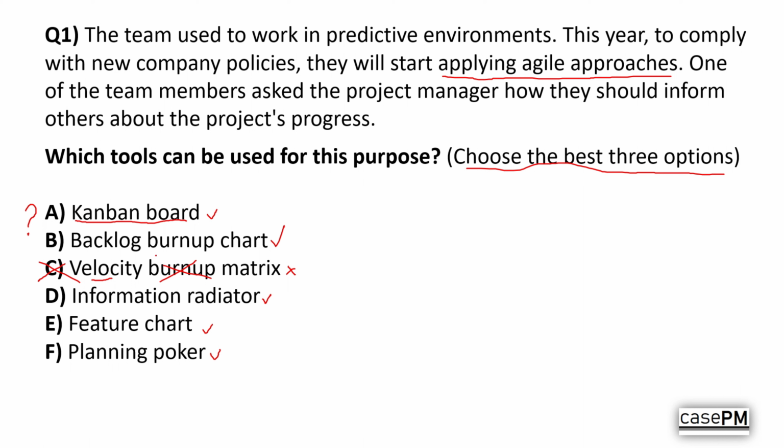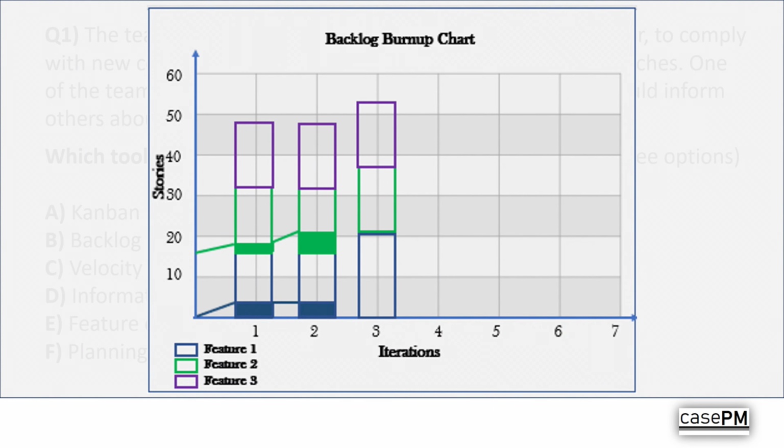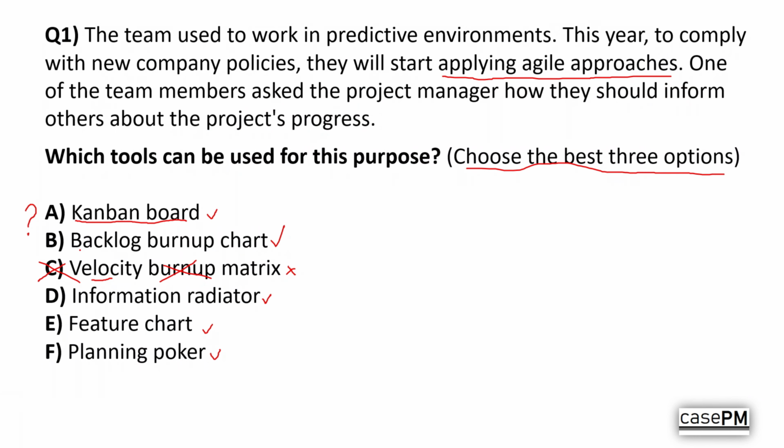A backlog burn-up chart is a visual tool that shows us how much work has been completed over time compared to the total scope of the project. It looks something like this. As you can see, we represent the number of stories completed for different features in the backlog. As the project progresses, we can see how close we are to finishing the backlog. This chart can be used to communicate progress clearly to stakeholders and also to forecast when the team might finish based on their pace. Therefore, B is definitely one of the best options.